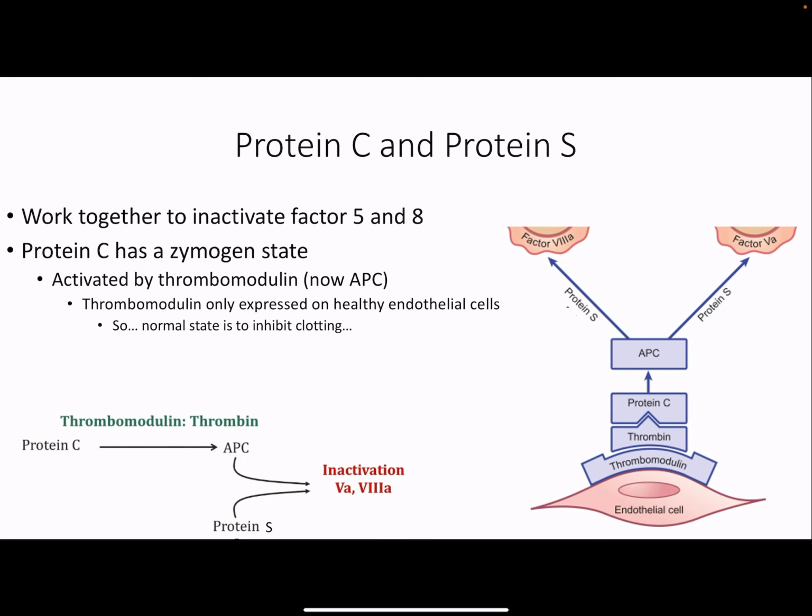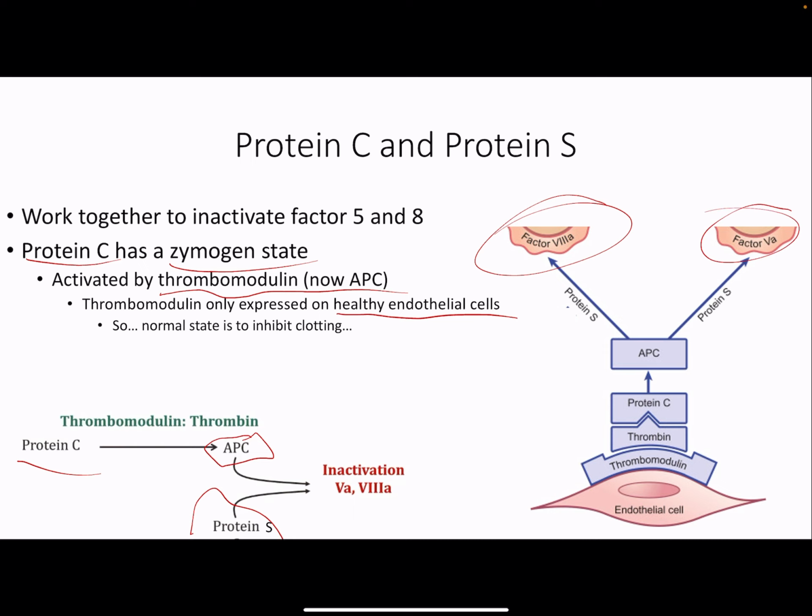More on this later. Protein C and protein S, these can work together to inhibit factor 5 and factor 8. Note that protein C is in the zymogen state, while protein S does not have a zymogen state. Protein C is activated by thrombomodulin, which again, healthy endothelial cell. This is going to be just something we run into again and again. It's quite a motif. My 10th grade English teacher, Miss Flint, would be very happy I'm using the word motif. All right, protein C, normally inactive, thrombomodulin teams up with thrombin, converts it to active protein C. And again, this can inhibit with protein S, factor 8 and factor 5.